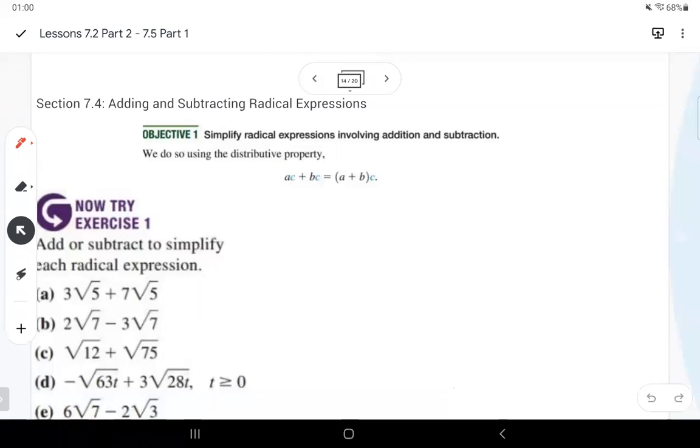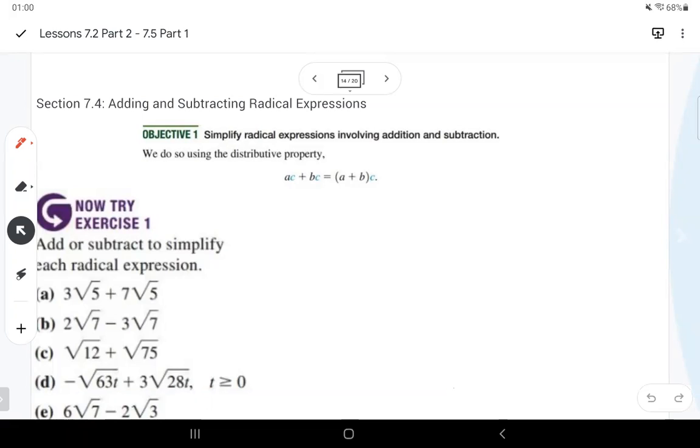Okay, so welcome back to 7.4, adding and subtracting radical expressions. Pretty easy section here, not too many questions, not too many examples, so we'll get it done real quick and then we'll move on to 7.5. Basically, the only objective is simplifying radical expressions involving addition and subtraction.